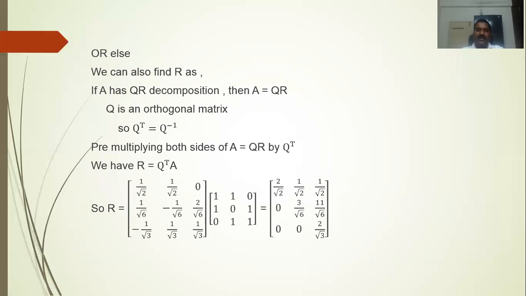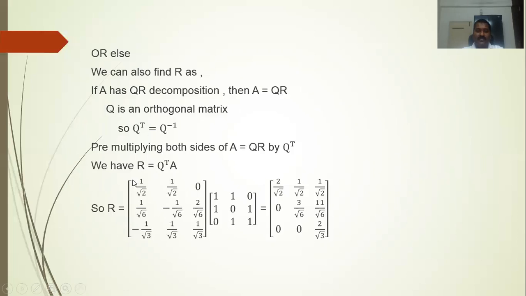Or else, you can also get R like this. If A has a QR decomposition, then A can be written as A equal to Q into R. Now we know Q is an orthogonal matrix, just now constructed. So Q transpose equals Q inverse. So I pre-multiply both sides by Q transpose. Then Q transpose into A equals Q transpose into Q, which is I, then R. So my R equals Q transpose into A.